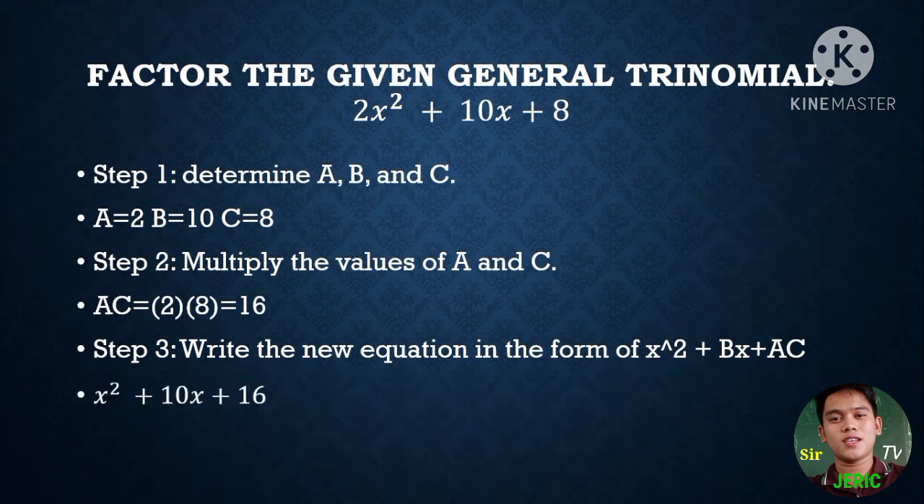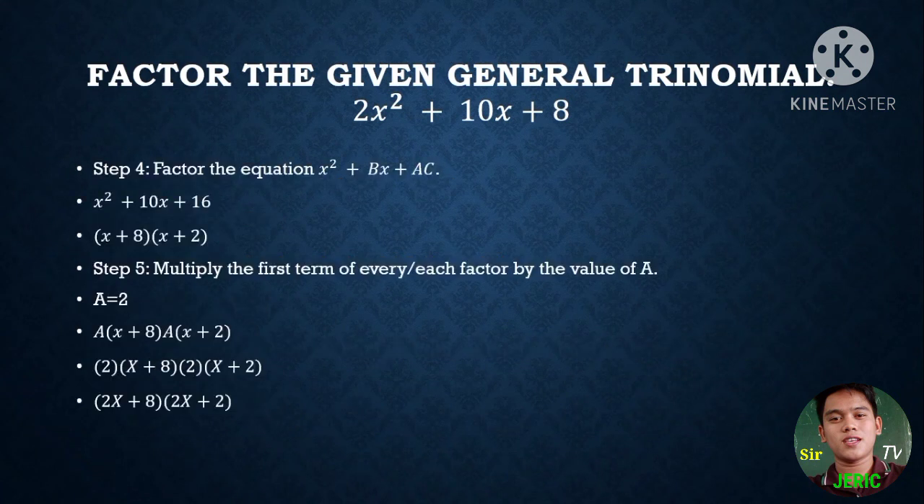The next step is to multiply the values of a and c. Our a is equal to 2 and our c is equal to 8. So therefore 2 times 8 is equal to 16, that is a times c. Our step 3 is to write the new equation in the form of x squared plus bx plus ac. So x squared plus our b is 10, so 10x plus ac. Our ac is from step 2, the value of ac is equal to 16, so that's 16.